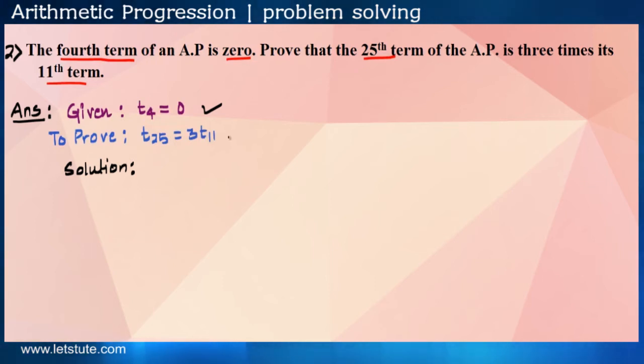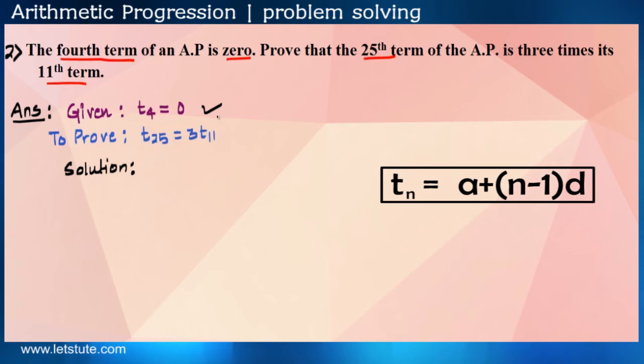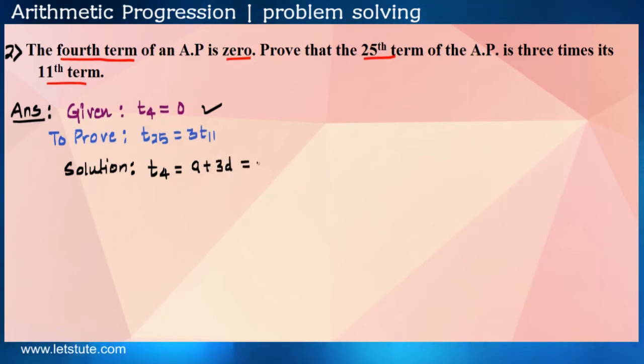What we can do is, we can write T4 in the form of a plus d. We know the formula Tn is equal to a plus (n minus 1) into d. Remember? So we'll write T4 as a plus (4 minus 1)d, which is a plus 3d, which is equal to 0. So this is our equation number 1. That means whenever we get a plus 3d, we can simply write 0 over there. This is a kind of hint for us.